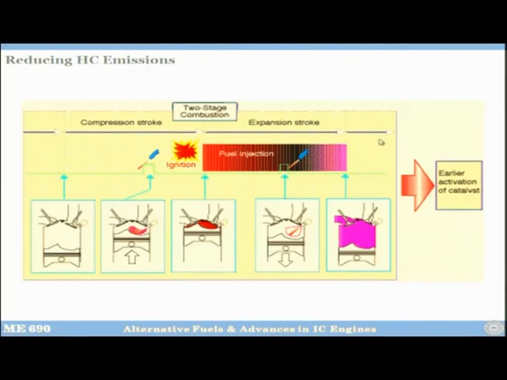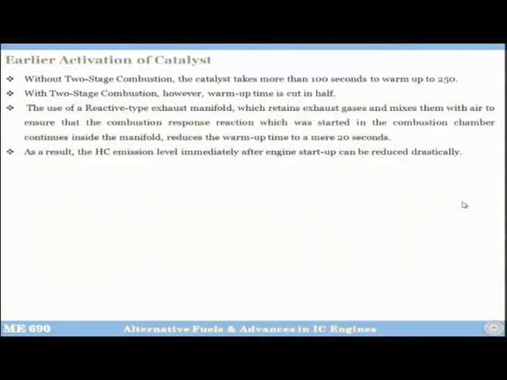Okay. So, this actually enables the exhaust gas temperature to rise from 200 to 800. So, this you do only for the first 20-30 seconds, after that switch it off, because this is non-work producing fuel injection that you are doing. So, it costs you fuel, it causes a fuel penalty. So, you do not want to do that for a long time. So, this actually leads to earlier activation of the catalyst.